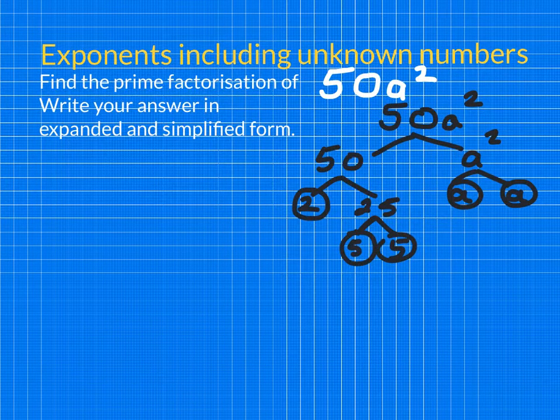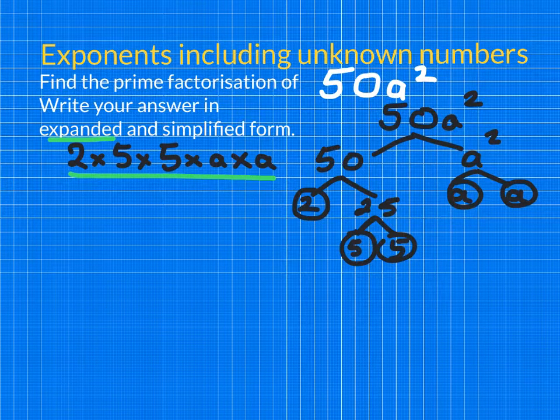So if we want to write down the prime factorisation of 50a squared, it would be 2 times 5 times 5 times a times a. And that is known as the expanded form. So that's the expanded form, this is where it's all expanded out.